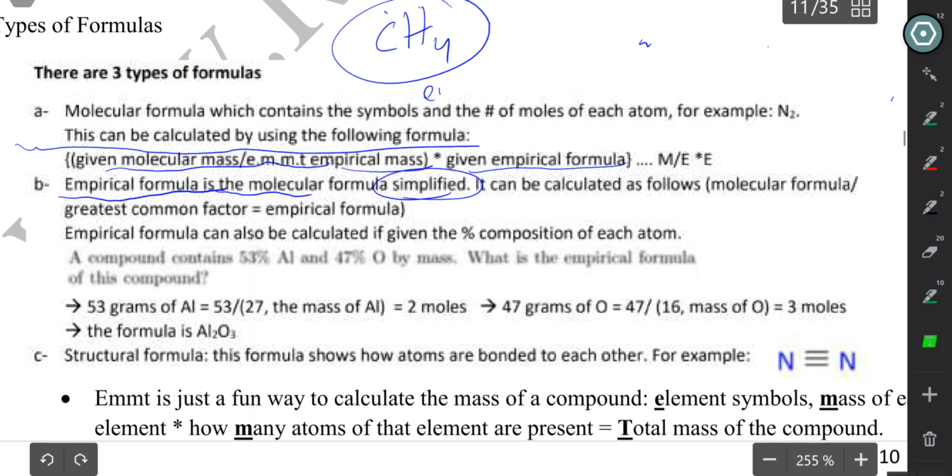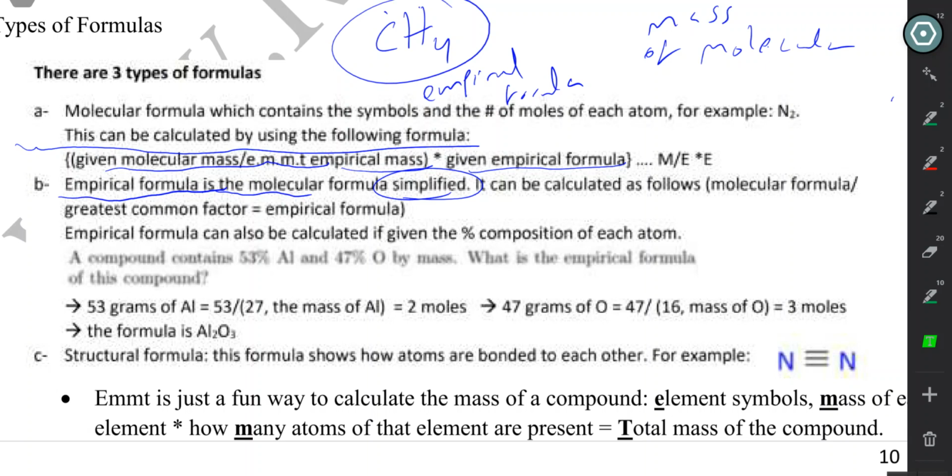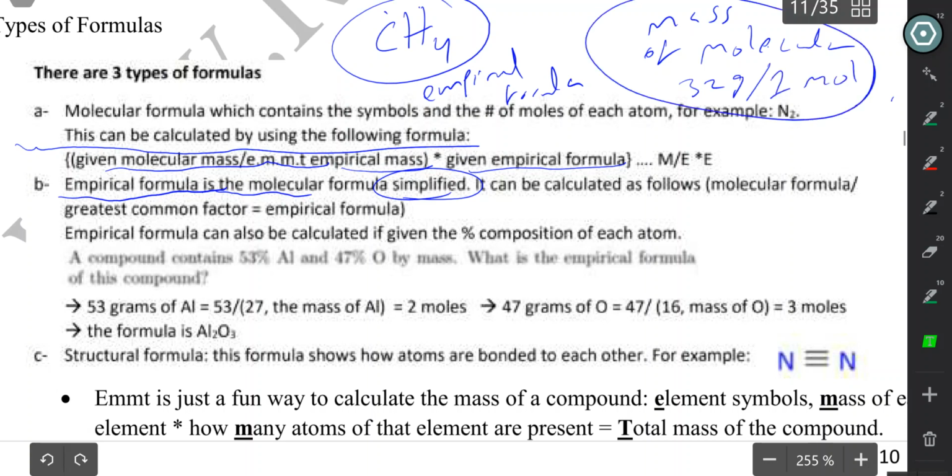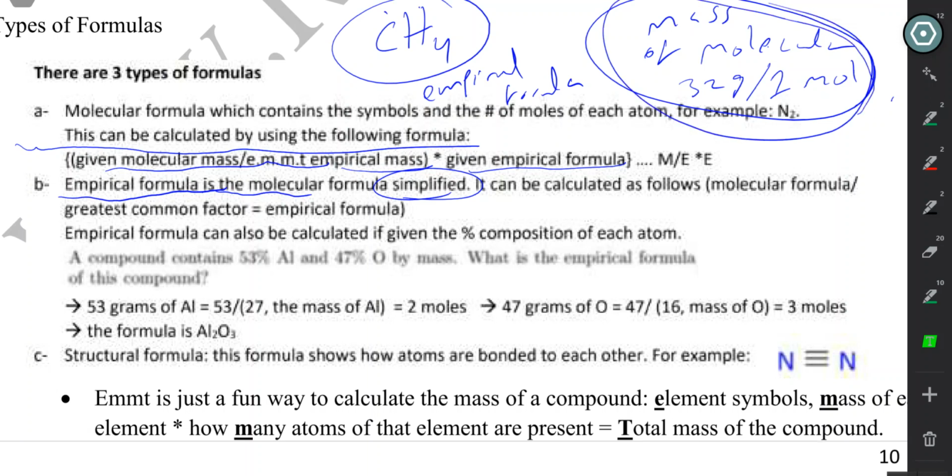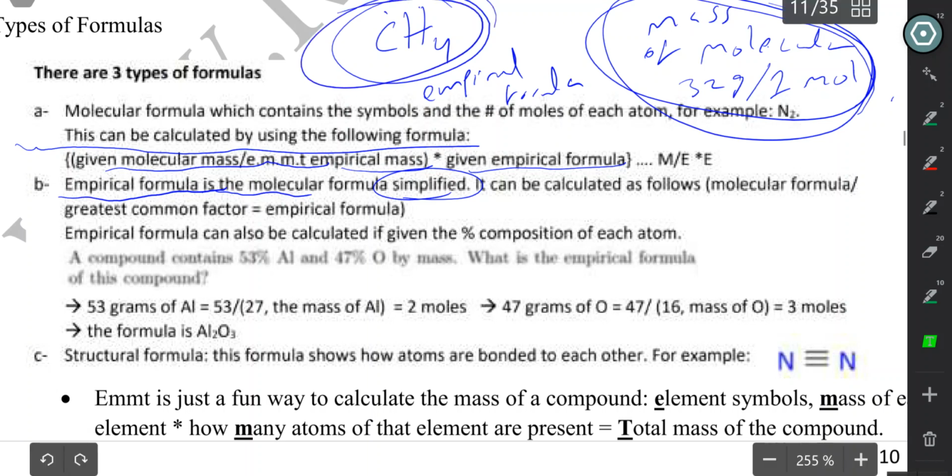Now, if I'm given CH4 as the empirical formula, and I'm given the mass of the molecular formula. So let's assume that the mass of this molecular formula is going to be 32 grams per 1 mole. Now, the question may ask you, what is the molecular formula that has a mass of 32 grams per 1 mole and its empirical formula is CH4?